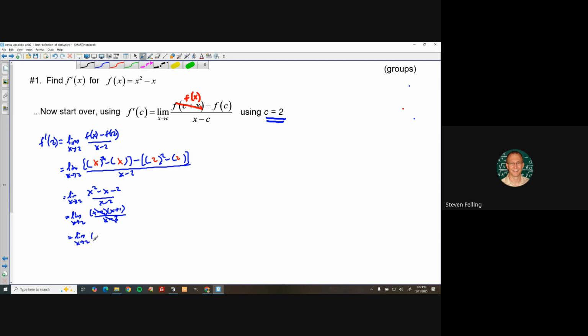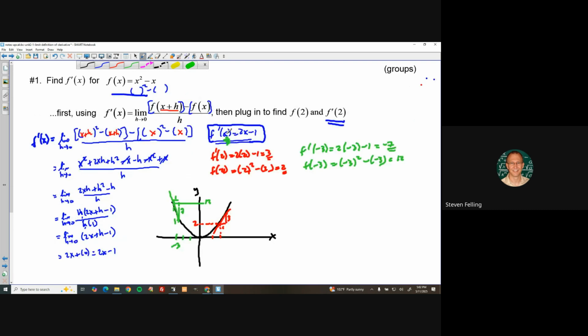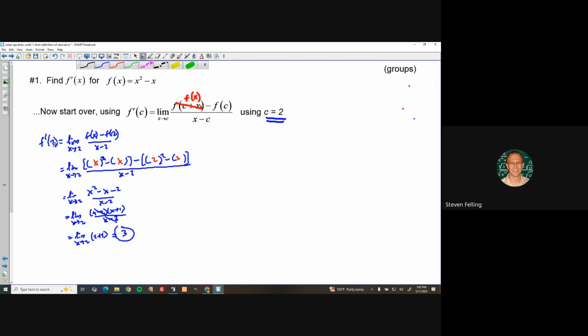So that means that we're just evaluating the limit as x approaches 2 of x plus 1, which would then be 3. And that's what we found on the other one, when we found the generic f prime of x function and then plugged in 2, we got the slope 3. But here, if we know ahead of time that we're going to use 2, we can use the simpler structure, which has less work, to get the 3.